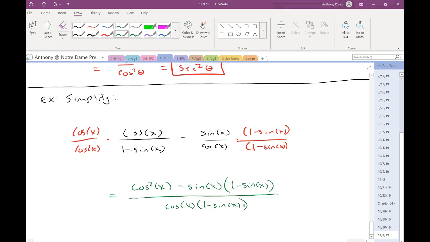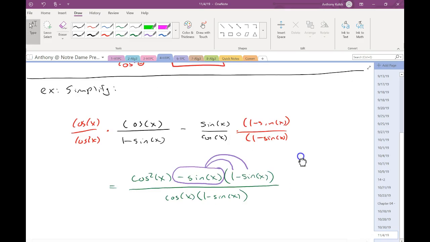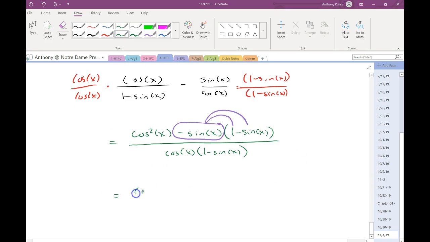I want to make sure that I point out a place that we can make a little mistake here. So when I distribute out this second part of my numerator, I have to make sure I'm taking the negative sign with me. I would say that, I don't know, half or so of students would make the mistake of writing minus sine squared because they didn't distribute the negative with.